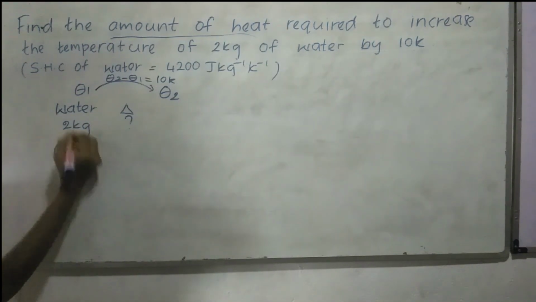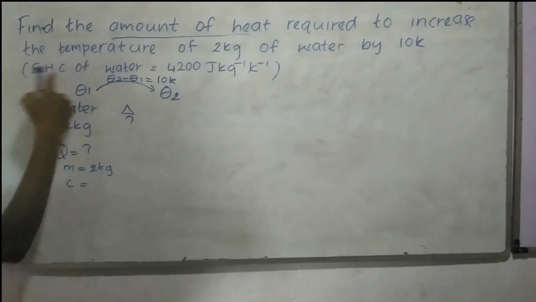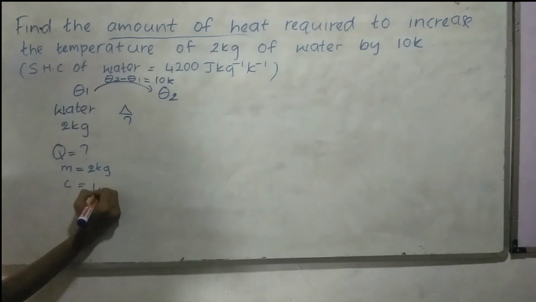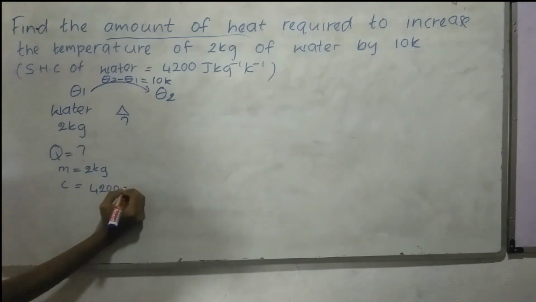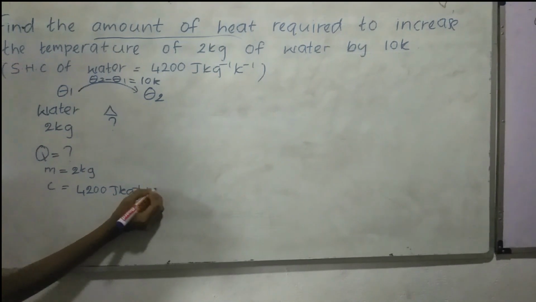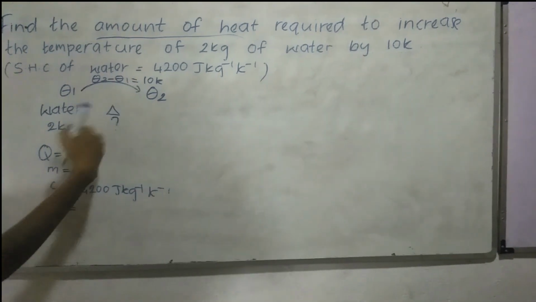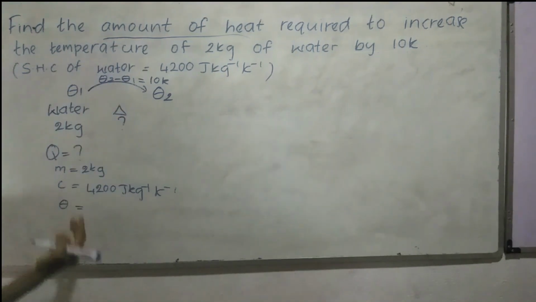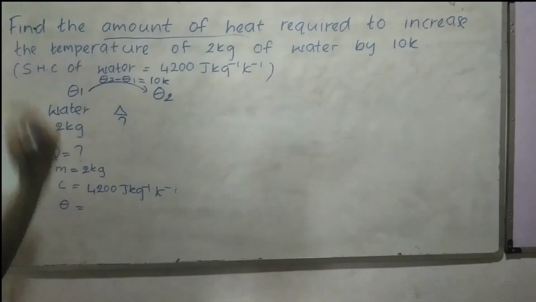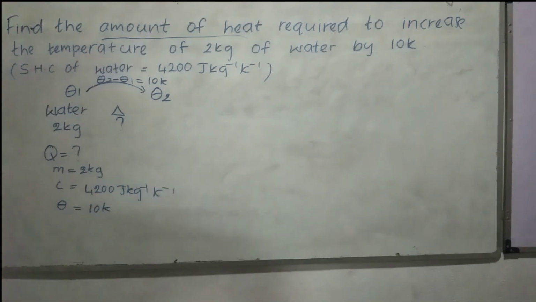Simple m they have given us as 2 kilograms. Simple c is the specific heat capacity of water. They have given it as 4200. And theta is the increase in temperature, that means final temperature minus initial temperature. They have given us 10 Kelvin.